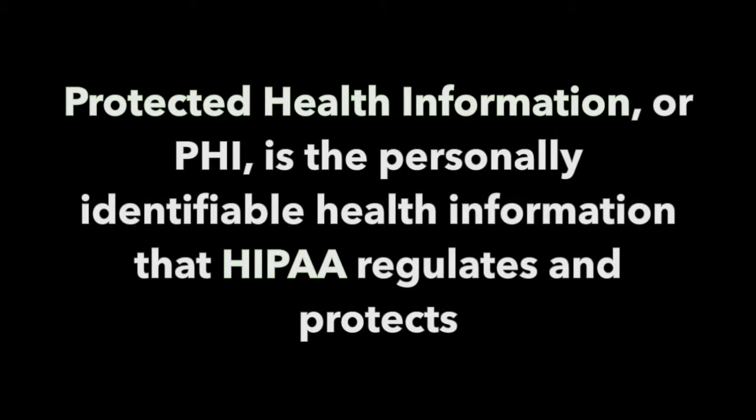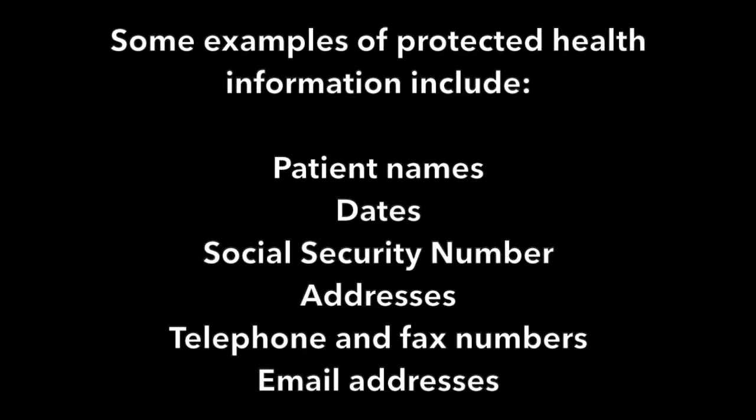Protected health information, or PHI, is the personally identifiable health information that HIPAA regulates and protects. Some examples of protected health information include patient names, dates, such as date of birth or date of discharge, social security numbers, addresses, telephone and fax numbers, and email addresses.